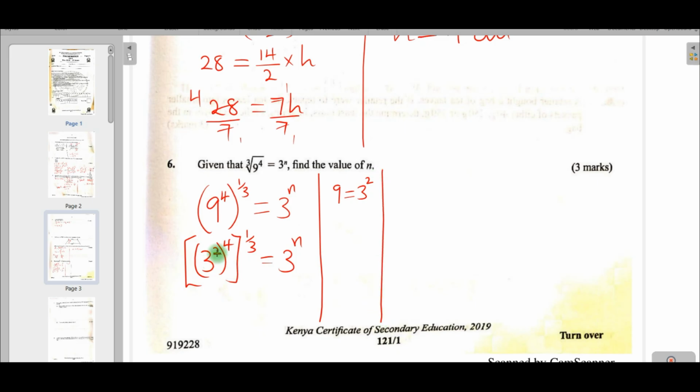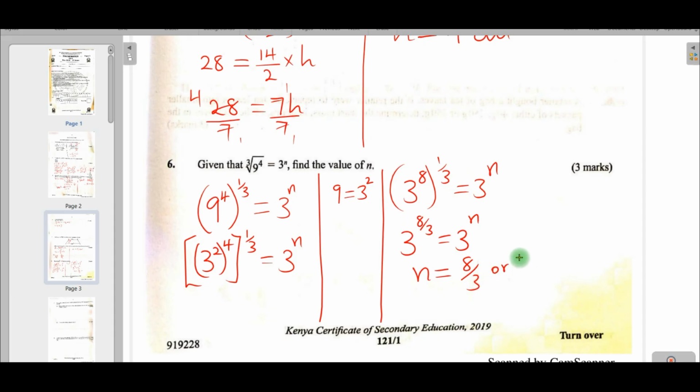So this will be 3 raised to 2 times 4, that is 3 raised to power 8, raised to a third will be equal to 3 power n. Again, open the bracket and multiply the powers. So this will be 3 power 8 over 3 will be equal to 3 power n. And since the bases are equal, we are going to equate the powers. So n is equal to 8 over 3. 8 over 3 is an improper fraction, so as a mixed fraction will be 2 and 2 third, and that is the value of n.